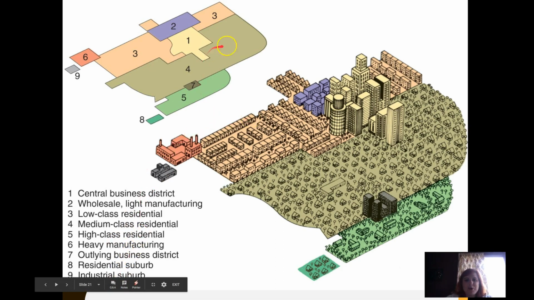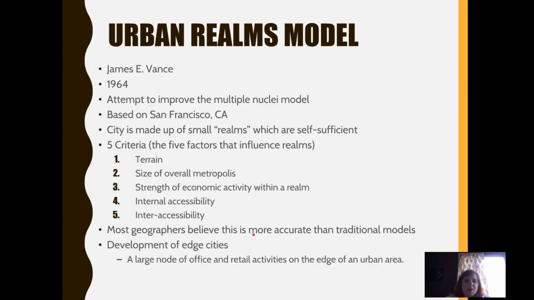So it gets a little more complicated as you see. It looks completely different. We still have a CBD, but now lots more emphasis on residential. Those are getting pushed further out. There's like a clear line between classes, right? They're not as mixed as they were in the concentric zone model. Okay, I'm going to start speeding it up a little bit here.